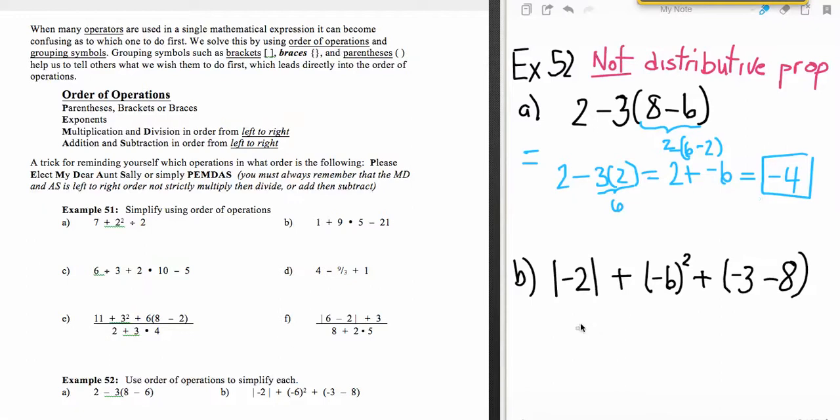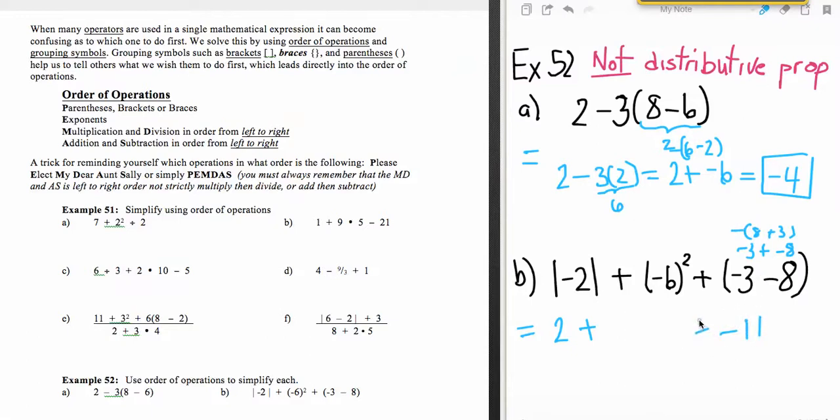The next one, we have an absolute value. So the absolute value is a parenthesis. It's a special parenthesis, so we do its meaning. And then plus, and then we have exponents there, so I'll skip it for a second. And we have a negative 3 plus a negative 8. And of course we know when they're like signs, we're going to add them up, and we're going to keep the sign of the alike. So this is going to be a negative 11 over here.